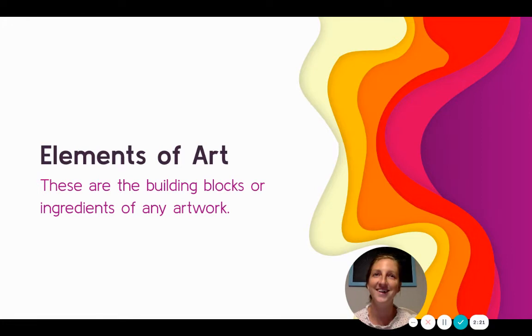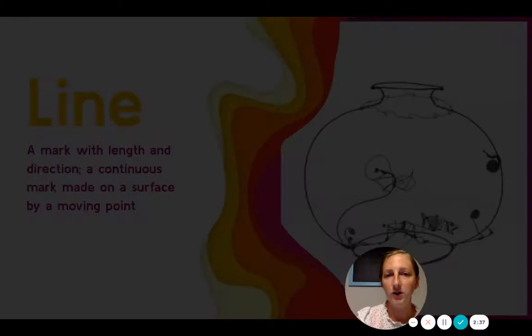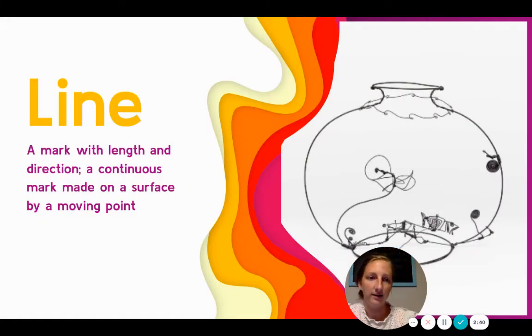It doesn't work if you are missing some of the elements. You can have less of some and more of others, but you should be able to find every single element in everything you create in here, okay? The first one we're going to look at is line.